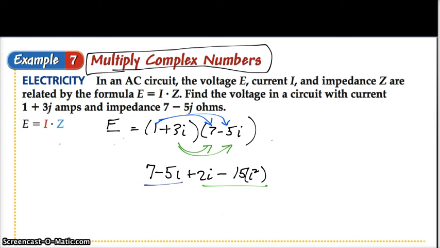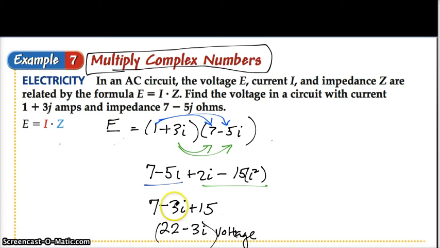So now we need to simplify those things. So 7 minus 5i plus 21i is 7 plus 16i. And this minus 15 times i squared, we know i squared is negative 1. So this is a minus 15 times a negative 1, which is actually a positive 15. We're going to join some like terms together. 15 plus 7 gives me 22, and my answer is 22 plus 16i. What did they tell us we were looking for? That's the voltage. And that's the end for us.